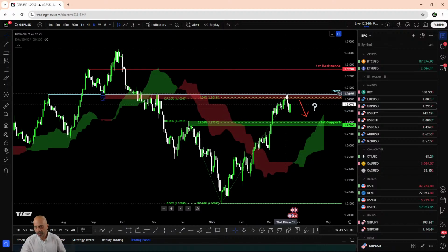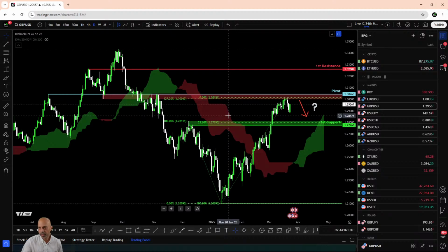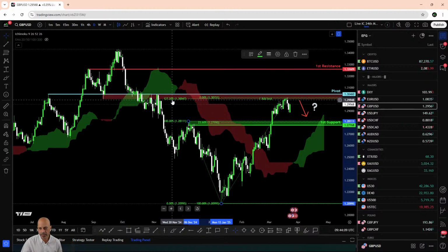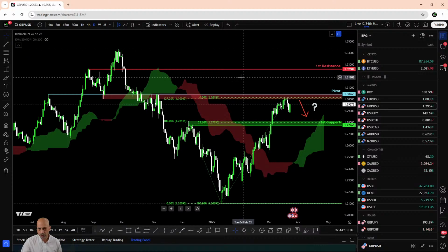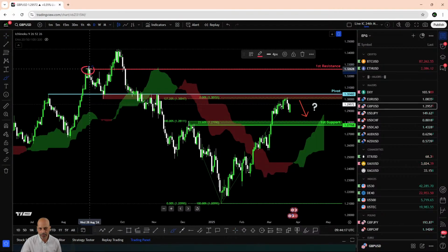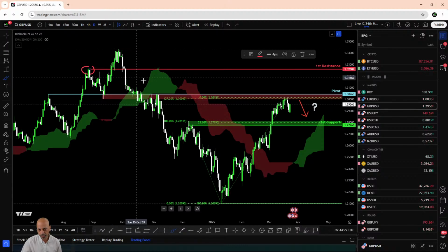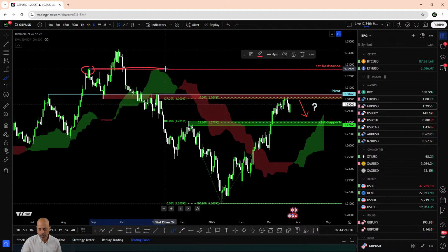So basically, I think cable is quite likely to remain restricted underneath this pivot here, at least in the first half of the week. It's a strong overlap resistance that's accompanied by a Fibonacci extension at 127%. Higher up, the first resistance at 1.3260 is identified as a pullback resistance. Previously, this level functioned as a swing high resistance on 28th of August, and after breaking across it a couple of times, this level could now function as a pullback resistance here.